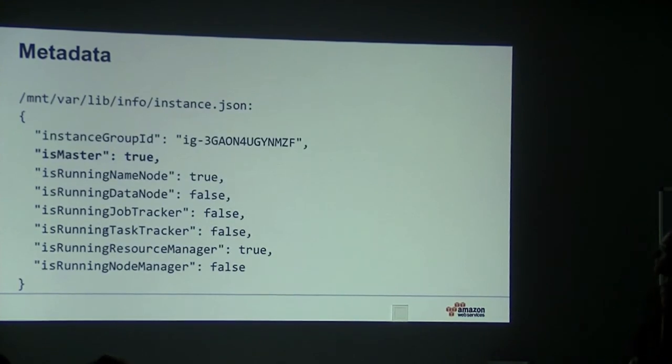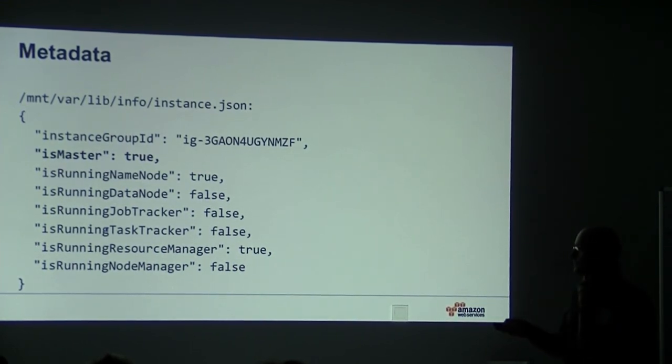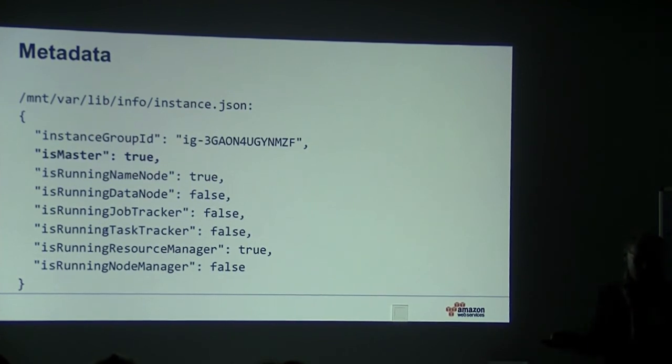So this is one of those files. This one exists on every instance. It tells you whether this instance is a master or not, and which of the basic daemons it is running. So then you can make some assumptions, like how much memory will be used in this instance typically, which processes I need to look at, and so on. So you can make some decisions based on this.